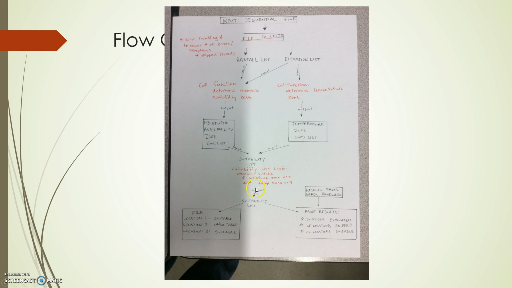From there, we'll be able to do 2 final outputs. One of them is just outputting to a text file each location on a new line and whether or not it's suitable. And the other one is showing the results to the user, just printing on screen the locations evaluated, the number that were skipped, and the number that were suitable. And some of this is going to come from the error handling that we did earlier. We'll have some count functions there.